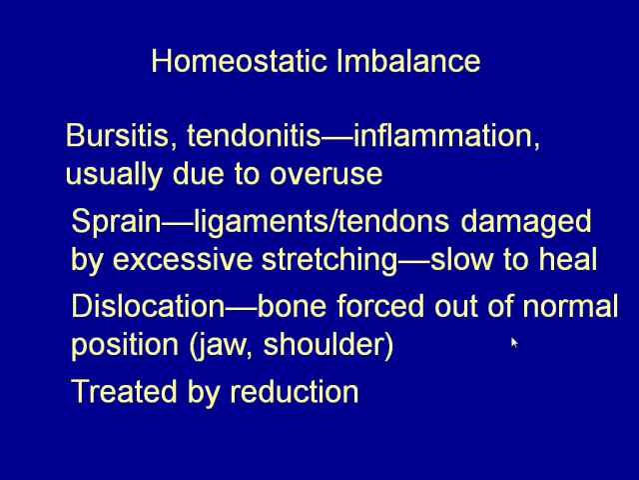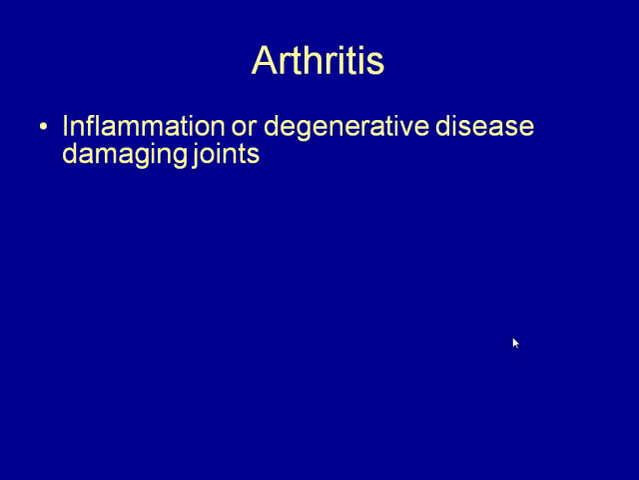Another problem with joints is arthritis. Now, arthritis is some sort of inflammation or degenerative disease that damages the joints. Acute arthritis can strike at any age at any time. Chronic arthritis is long term. It's slow to come on, it's not as damaging, and it lasts a long time. It's very difficult to treat.